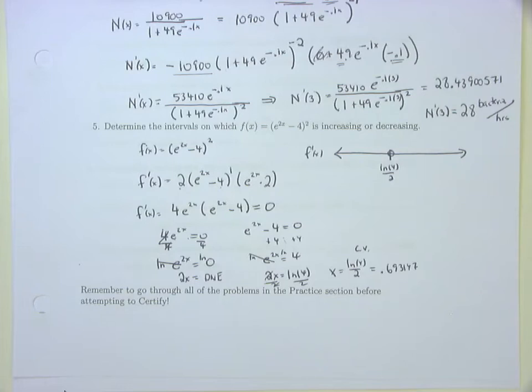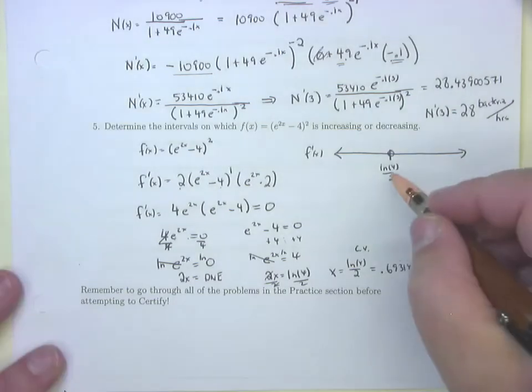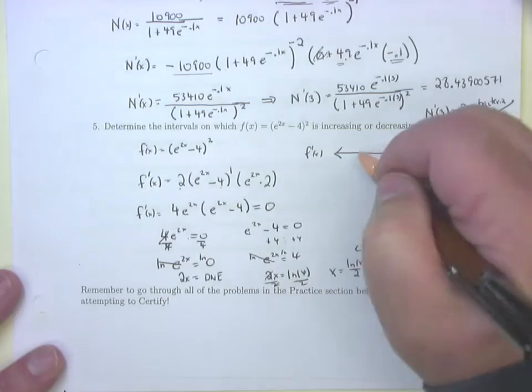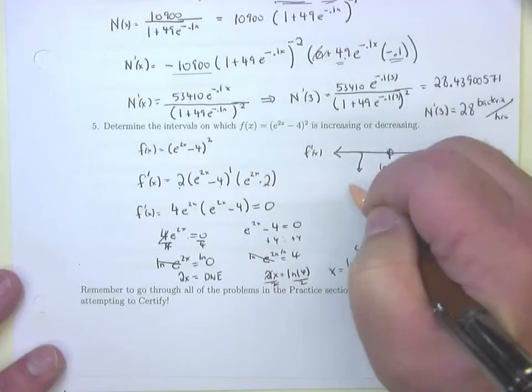So now I'm going to pick a test value in each interval. So remember, this is about 0.69. So pick a number less than 0.69. Use your brain. Good choice. 0.